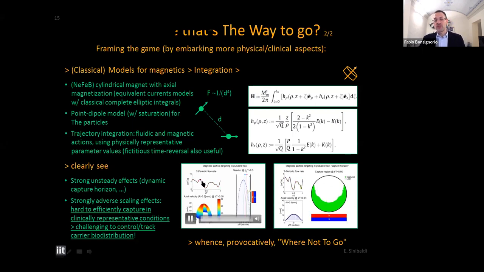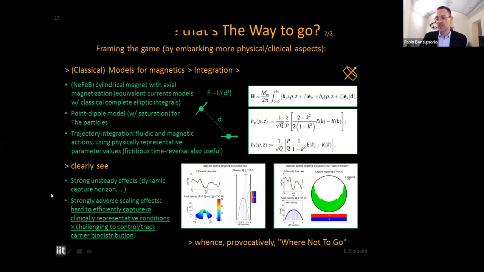Moreover, you have to consider the strong adverse scaling effect with the distance. If, for instance, you have two small dipoles, you know that the force decreases like the reciprocal of the fourth power of the distance. So whenever you increase the distance between the magnetic source and the particles, the force dramatically reduces. And this renders it very hard to efficiently capture these particles in clinically representative conditions, so it's very challenging to control and track this kind of biodistribution.